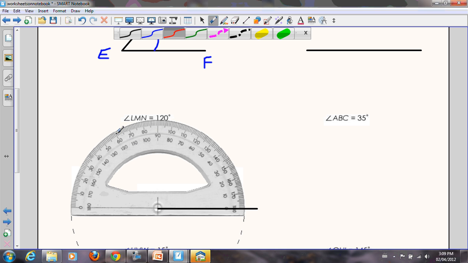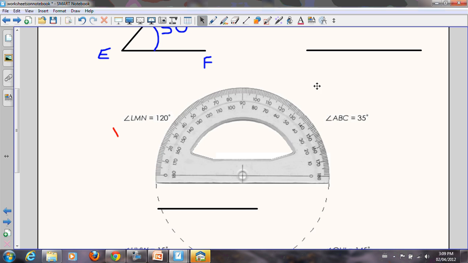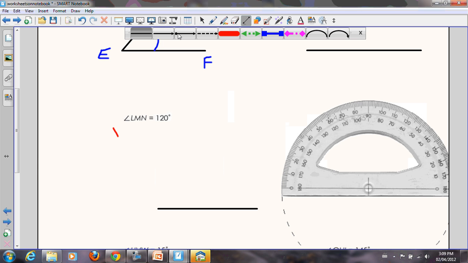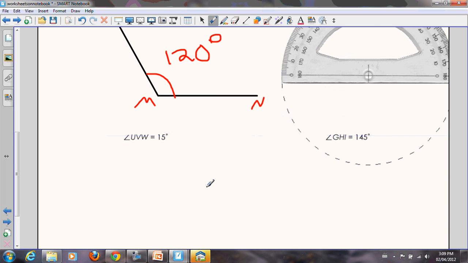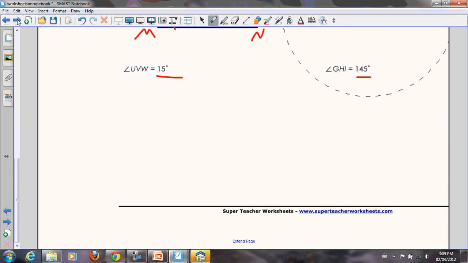So if I put a little tick right there at 120, I'll simply move him out of the way now, connect him up, and this angle now should be exactly 120 degrees. How do I name them? Well, we know the middle one goes right here, and we can put the L there and the N right there. So you do the same thing with every angle that you are given, and that's how you draw a proper angle.